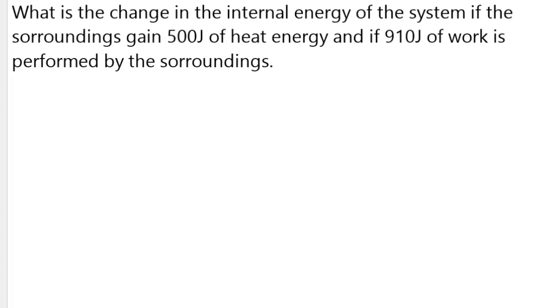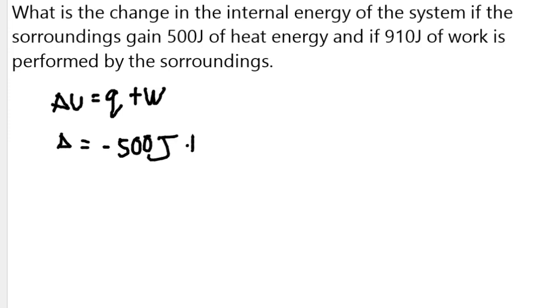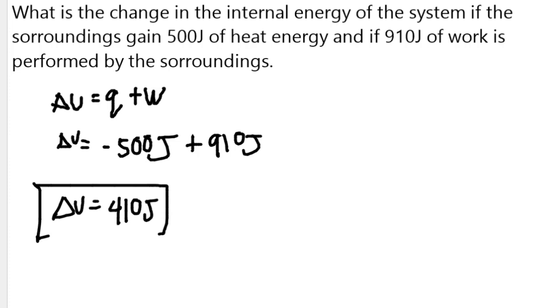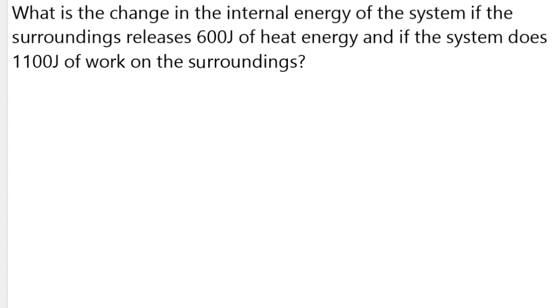What is the change in the internal energy of the system if the surroundings gain 500 joules of heat energy and if 910 joules of work is performed by the surroundings? The change in the internal energy is going to include negative 500 joules because our system just released heat energy. And the work done is by the surroundings, which means it's going to be negative on the surroundings' side, but it's positive on our system. So that's why we get that answer.